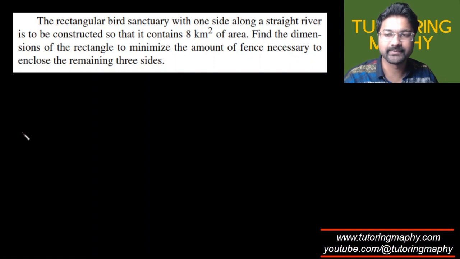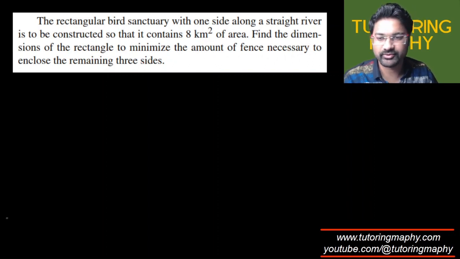So let's get started. A rectangular bird sanctuary with one side along a straight river is to be considered so that it contains 8 kilometers squared of area. Given this condition, find the dimensions of the rectangle to minimize the amount of fence necessary to enclose the remaining three sides. Optimization function.